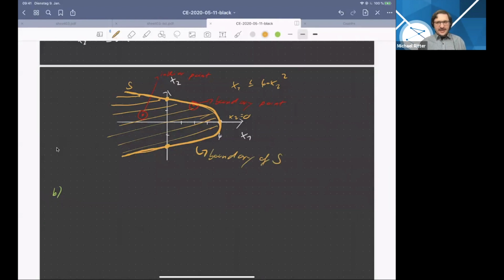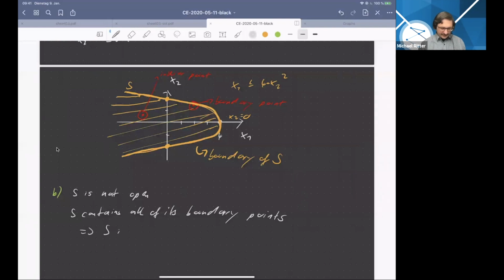And that means the set S does not just consist of interior points. So S is not open. On the other hand, the boundary of S is completely contained in S. So that means the set is closed. The set is closed if it contains all of its boundary points. Okay, so that means S is closed.